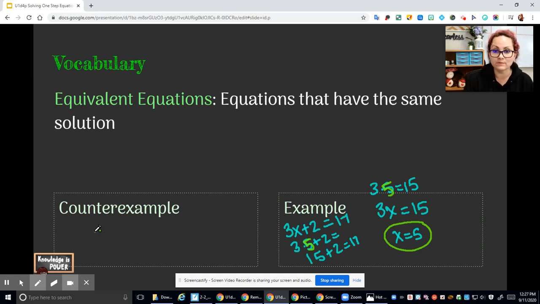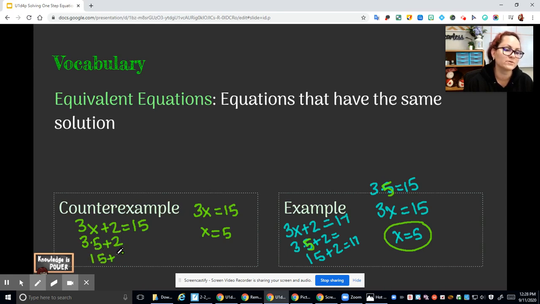My counter example would be, remember, an example that would not be equivalent. If we had something like 3x equals 15, which we know x would have to equal 5 for that to work, right? And then we also had 3x plus 2 equals 15. Well, as we showed here, 3 times 5 plus 2, that's 15 plus 2, is definitely not equal to 15, so it does not make it true. Therefore, these equations right here are not equivalent.